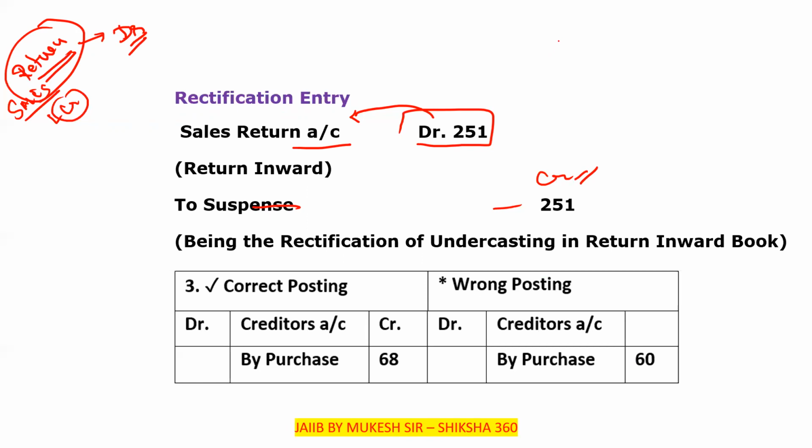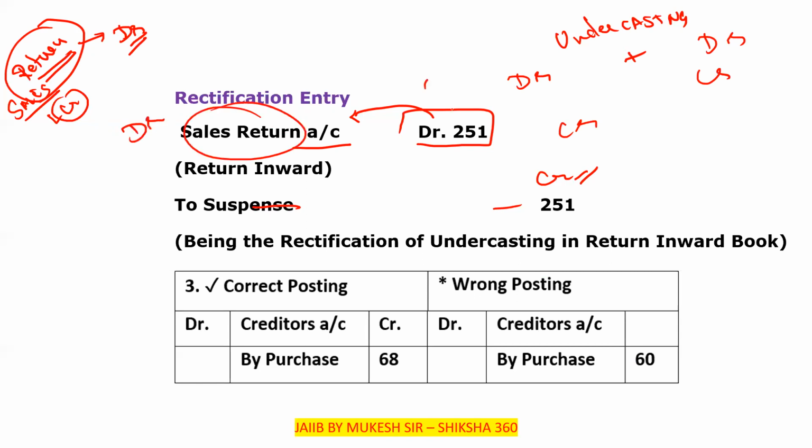Here it is a case of undercasting, that is, we have to add. So in the case of debit, we have to do debit. In the case of credit, we have to do credit. So here the sales return is debit. So we have to debit that.